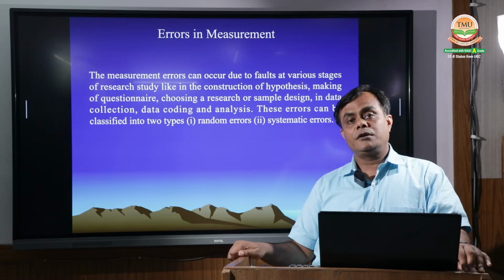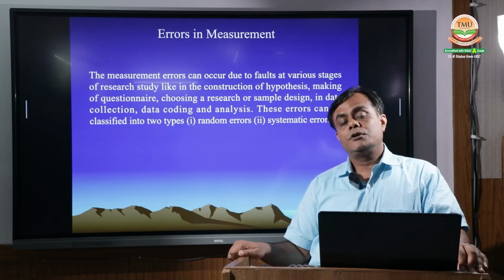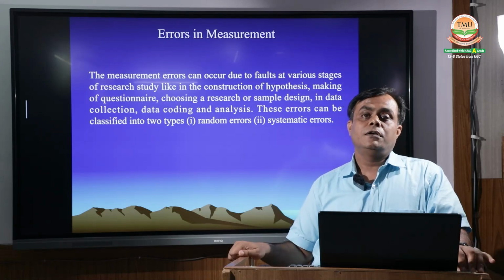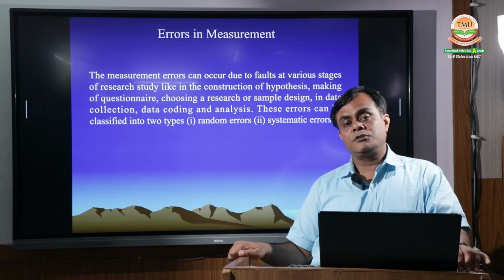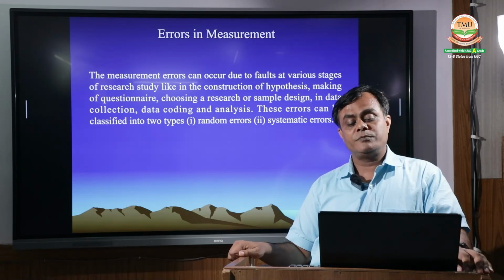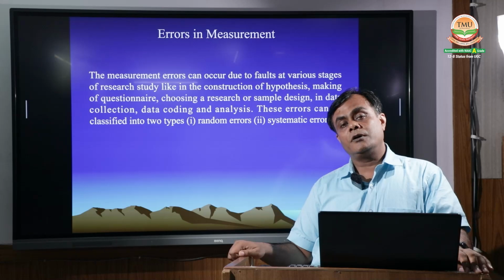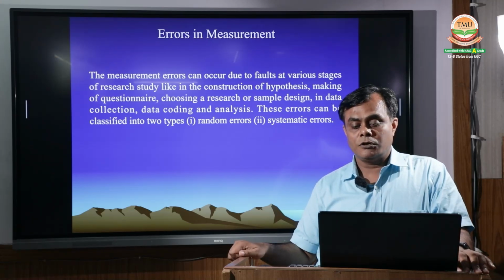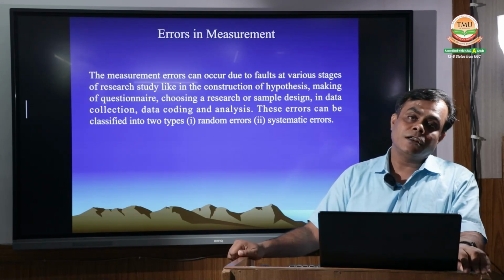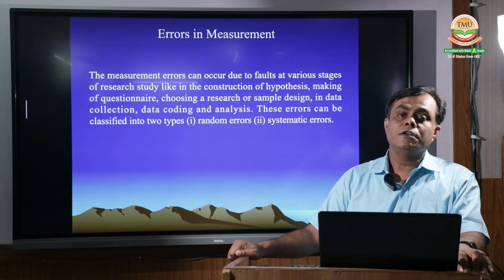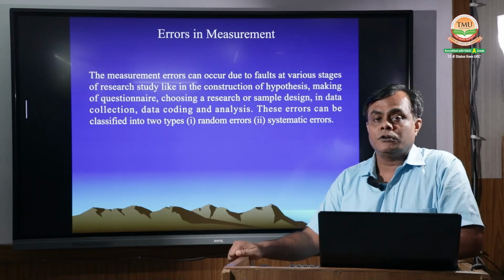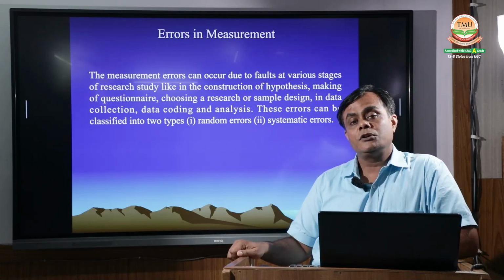So random error occurs in any research or any measurement, and that might be positive random error or negative random error. There might be a situation where positive or negative random error occurs in the measurement process, and that type of error comes due to an honest mistake or due to the sincere efforts by the respondent, or the researcher or investigator.